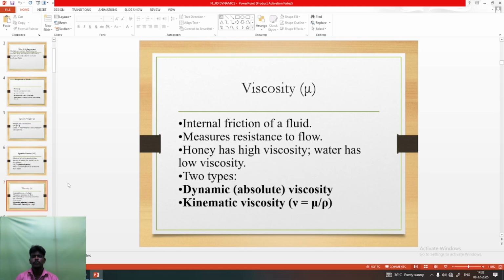The next property is viscosity, represented by mu. Viscosity is the internal friction of a fluid, which measures the resistance to flow. For example, honey has a high viscosity and water has low viscosity, because honey takes a large time to travel from one place to another, but water flows easily. We have two types of viscosity: dynamic viscosity and kinematic viscosity. Dynamic viscosity is sometimes called absolute viscosity, and kinematic viscosity is mu divided by density.